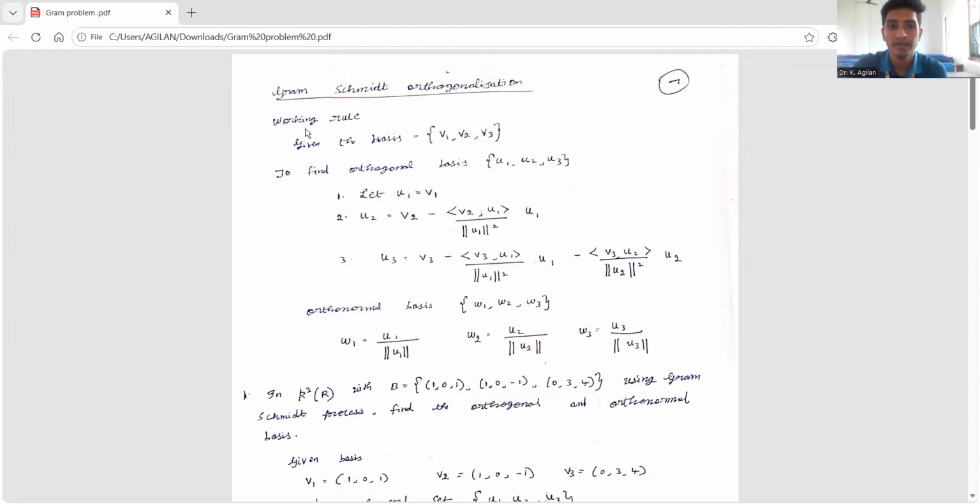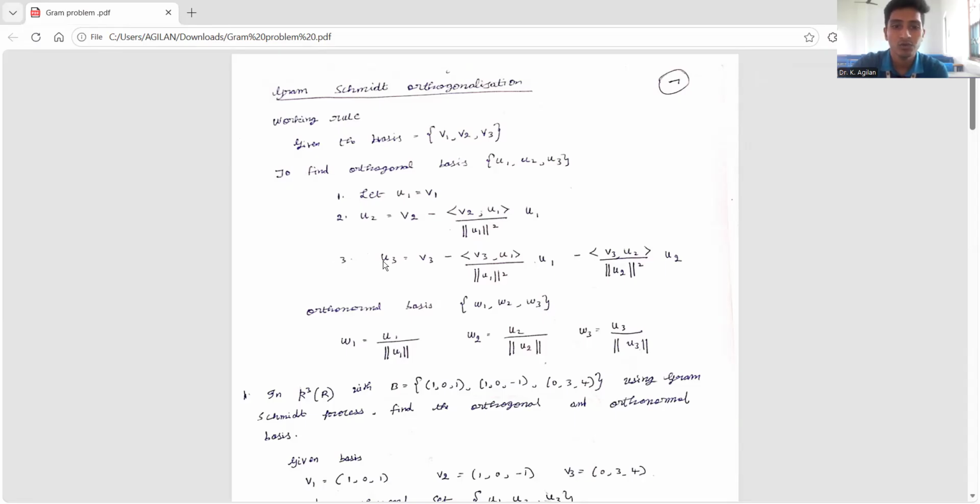The working rule is: given the basis V1, V2, V3, to find the orthogonal basis, we need to find U1, U2 and U3. Here the formulas are given. Let us consider U1 equal to V1 and U2 equal to V2 minus inner product of V2 comma U1 divided by norm of U1 square into U1.